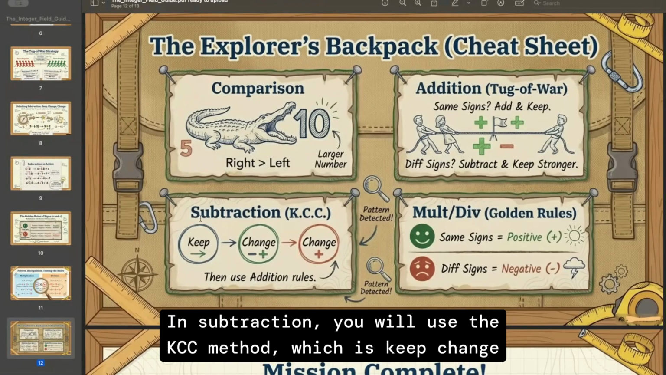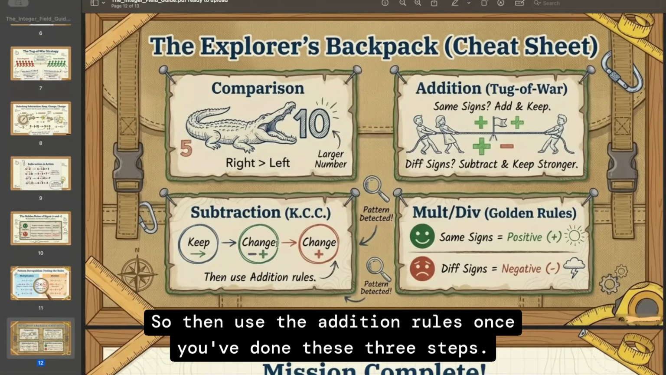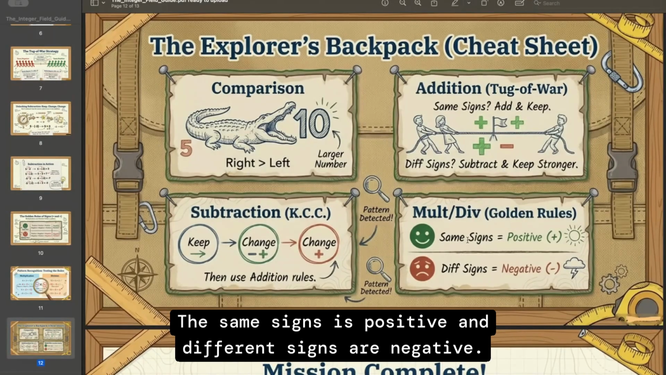In subtraction, you will use the KCC method, which is keep, change, and change. So then use the addition rules once you've done these 3 steps. And then for multiplication and division, these are the golden rules. The same signs give positive and different signs give negative.